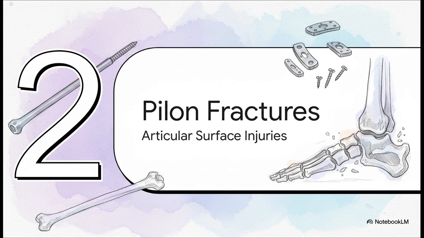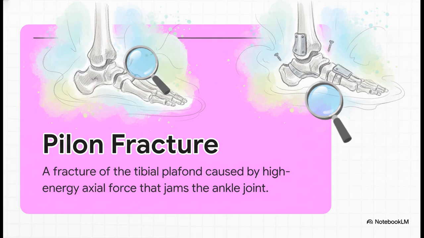All right, now let's completely switch gears and see how this contrasts with our second injury, the pilon fracture. We're moving from the shaft way down to the tibial plafond, the very end of the bone that makes up the roof of the ankle joint. The mechanism here is totally different. This is not some simple twisting injury. This is a high-energy axial load.